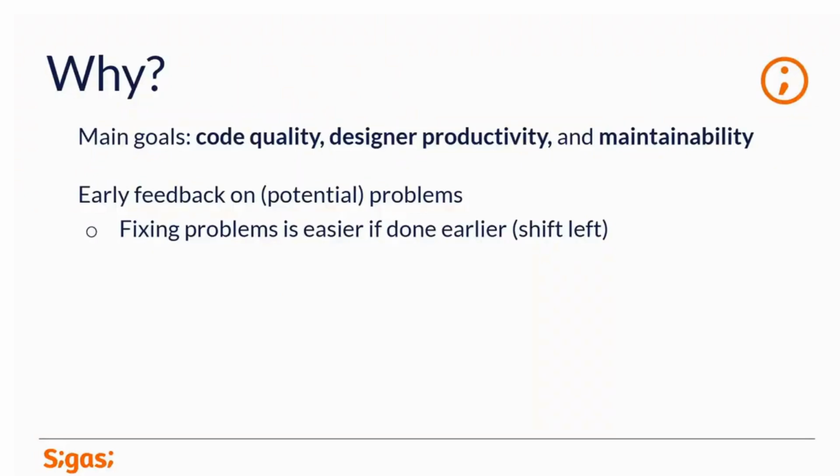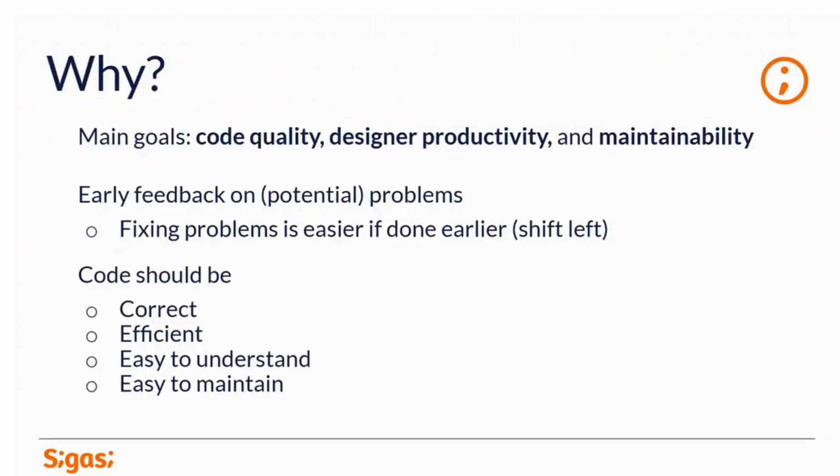This is called the shift left strategy. The detection of potential problems is shifted left, meaning shifted earlier in the development phase, saving time and effort. In the end, code should be correct and efficient, easy to understand, not just for you, but for anyone else who reads it later. And it should be easy to maintain so that changes and improvements don't turn into a nightmare.